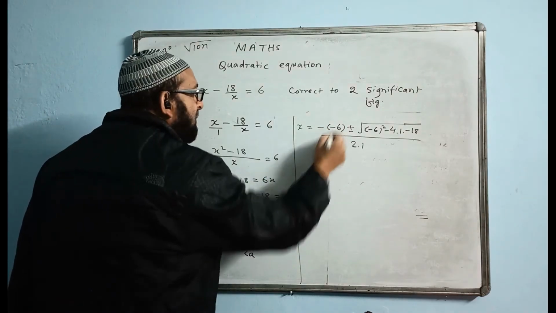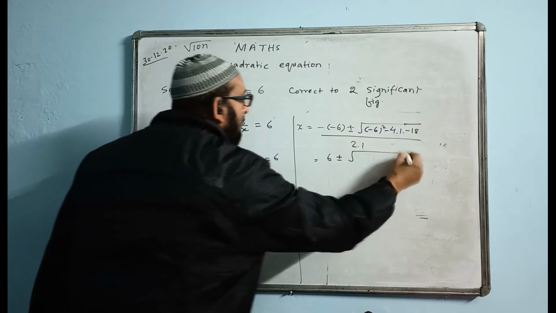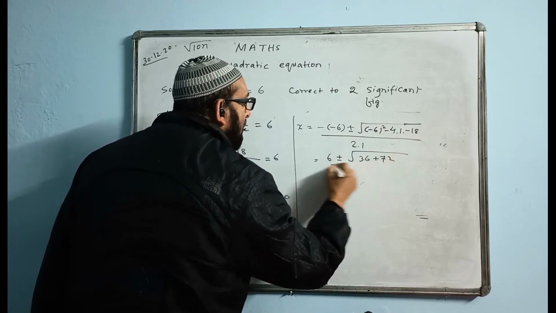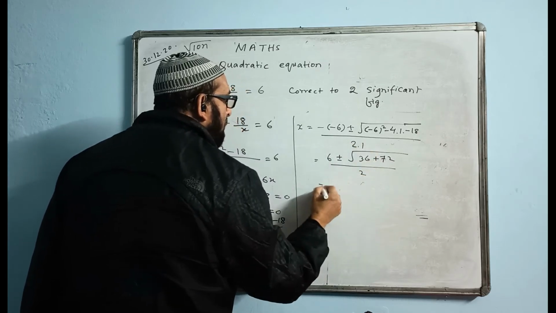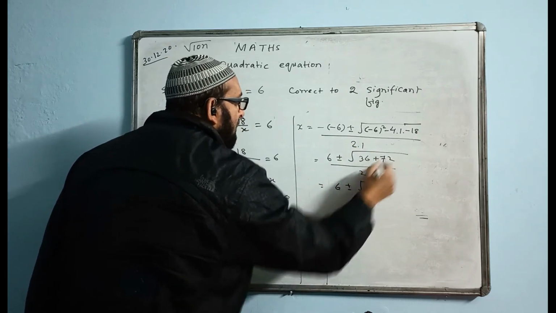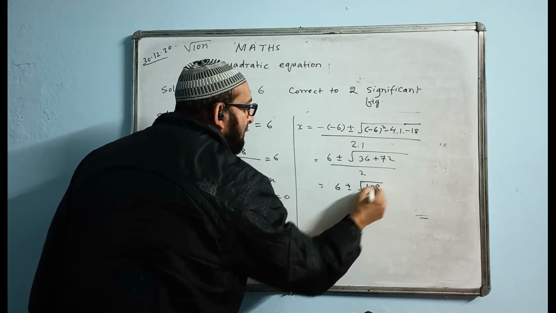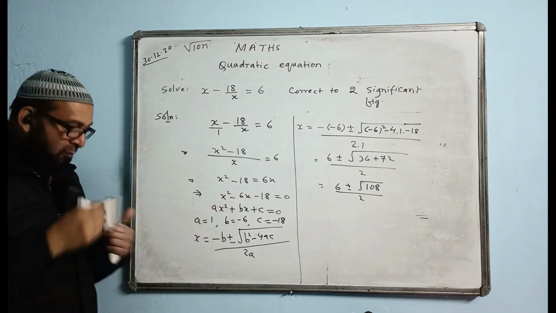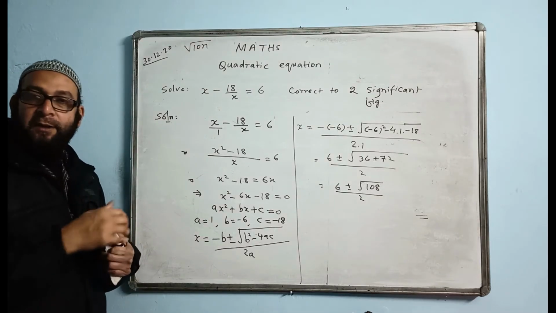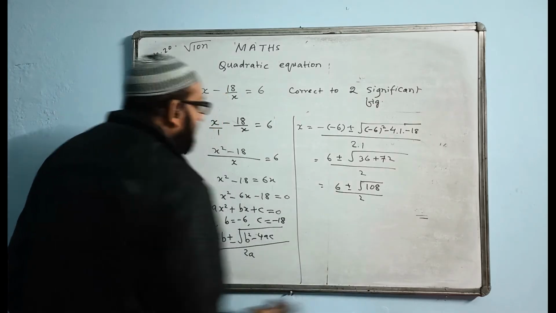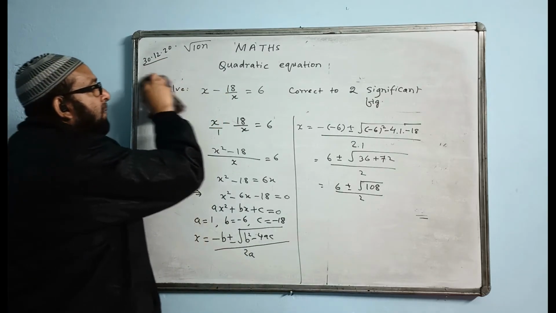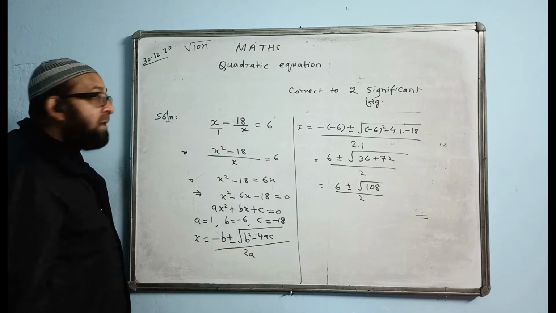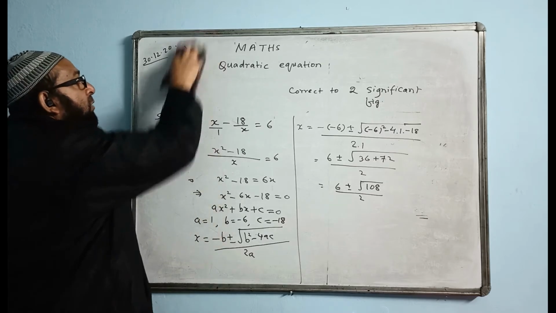Now we are finding the answer. This is coming 6 plus minus root 36 plus 72 by 2 ones are 2. 6 plus minus, this is coming 108 on 2. Now how to take the value of root 108? Okay, but just see how we are finding the value of root 108.